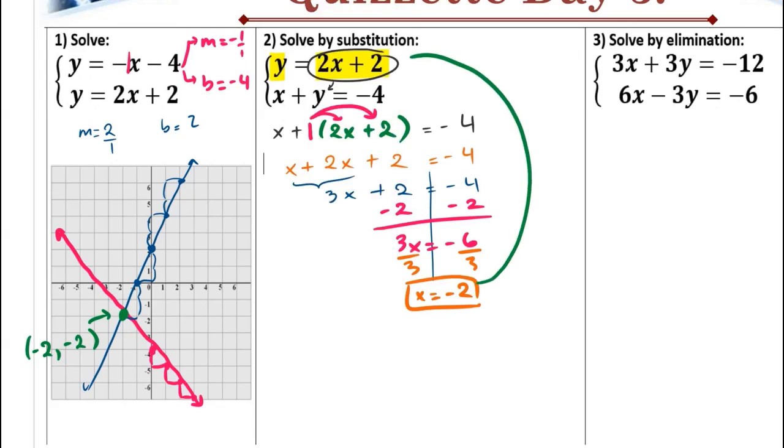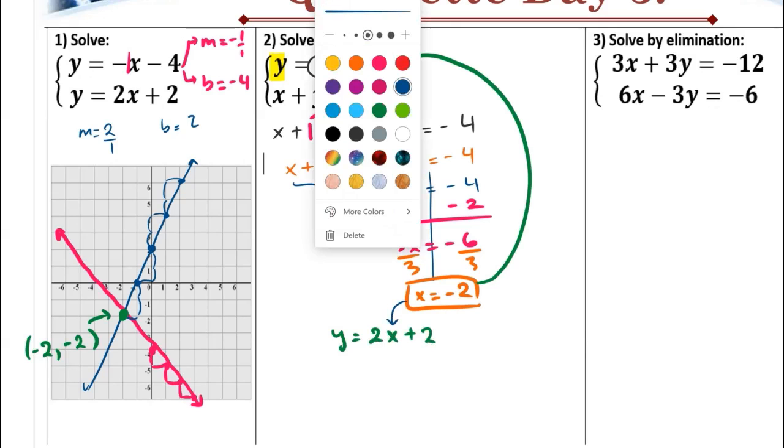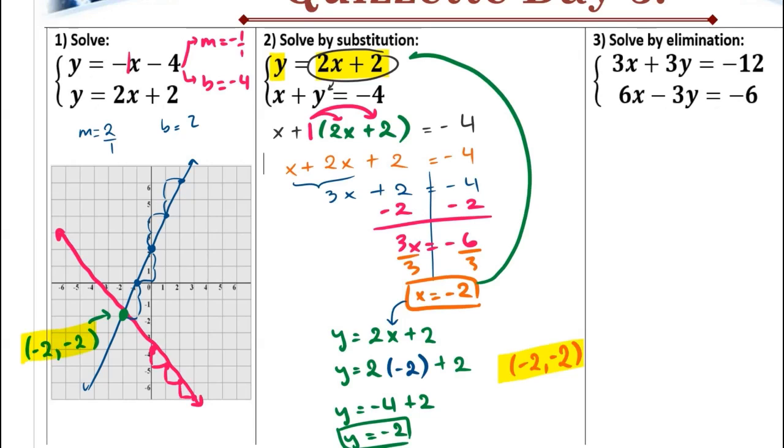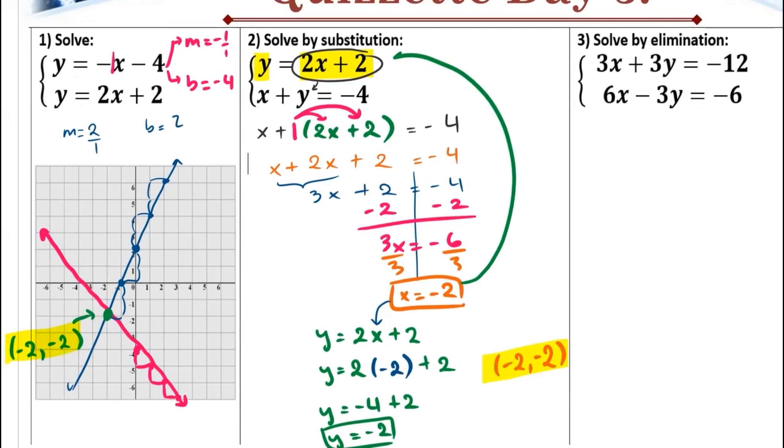We're going to plug it back into the top. y equals 2x plus 2. And we know x is -2. So we plug it in. That will give you y equals 2 times -2 plus 2. y equals -4 plus 2. y equals -2. Alright, so our final answer is -2, -2. So it's looking good. This answer matches our first answer. We're doing pretty good. Now we're heading to problem 3.